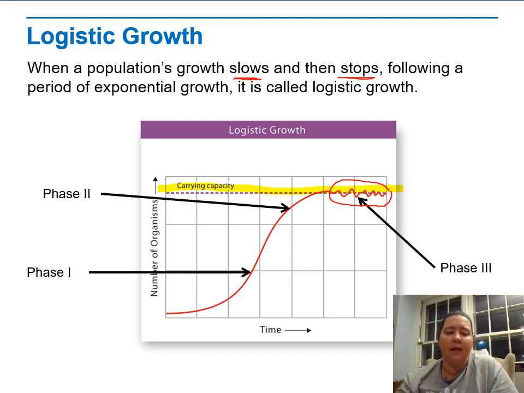And when we talk about populations, we can break it down into phases. So phase 1 is exponential growth. Phase 2 is where it's starting to level off. And phase 3 is when it's actually hit carrying capacity, which I'm about to talk about.